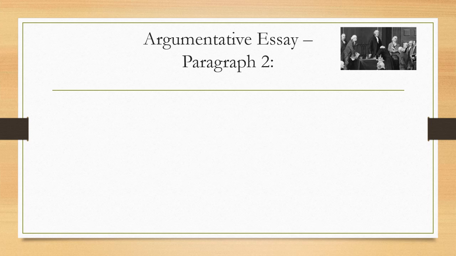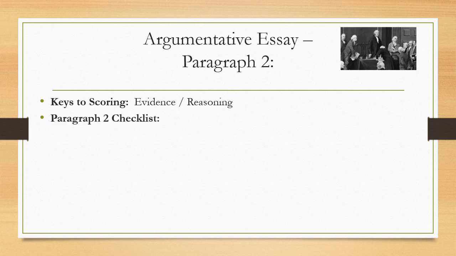Now we're going to make writing paragraph 2 and 3 as simple as we can. We're going to have a checklist, right? When we write paragraph 2 and paragraph 3, because they're basically the same, keep a couple things in mind. You got to have evidence and you got to have reasoning to back it up. So our checklist will be very simple, 3 parts to the checklist.